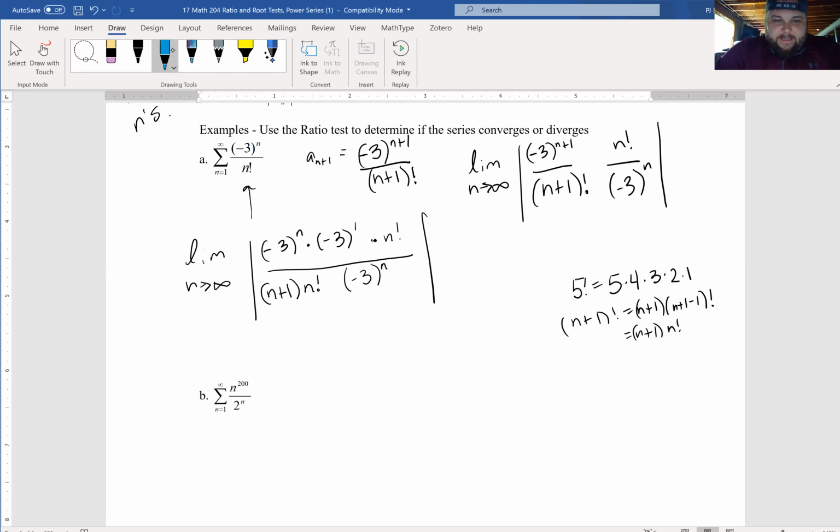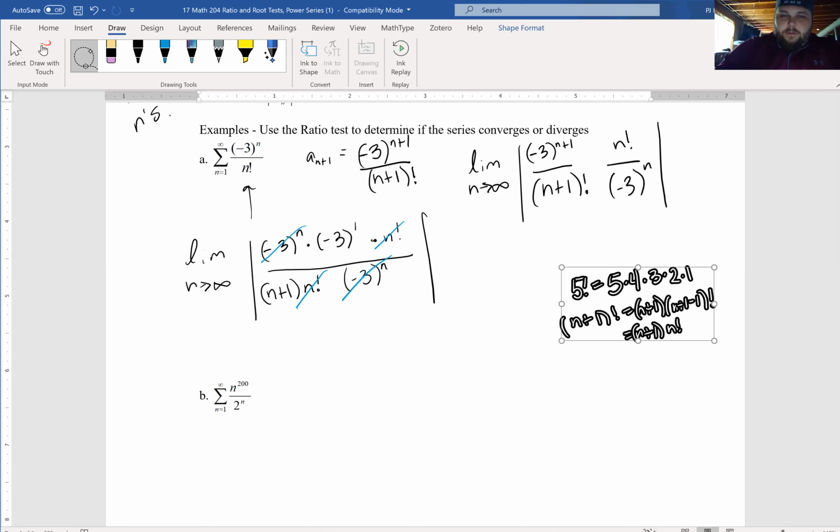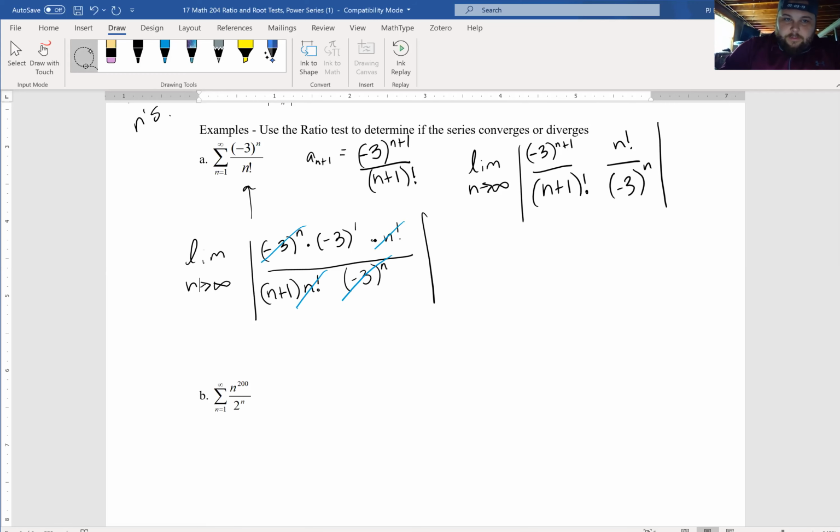All right, so then we look and see what can we cancel. So I've got -3 to the n, -3 to the n, factorial, n factorial. So I now have the limit as n approaches infinity of the absolute value of -3 over n+1. So the absolute value I can drop if I just turn the -3 into +3.